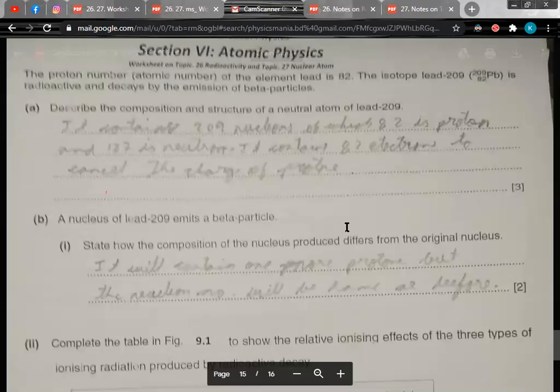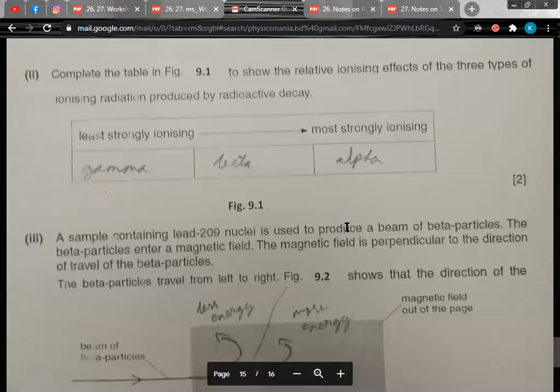Nucleon number or neutron number, same thing. Go next. It will be the nucleon number or mass number, okay? Okay, sir. Then next.